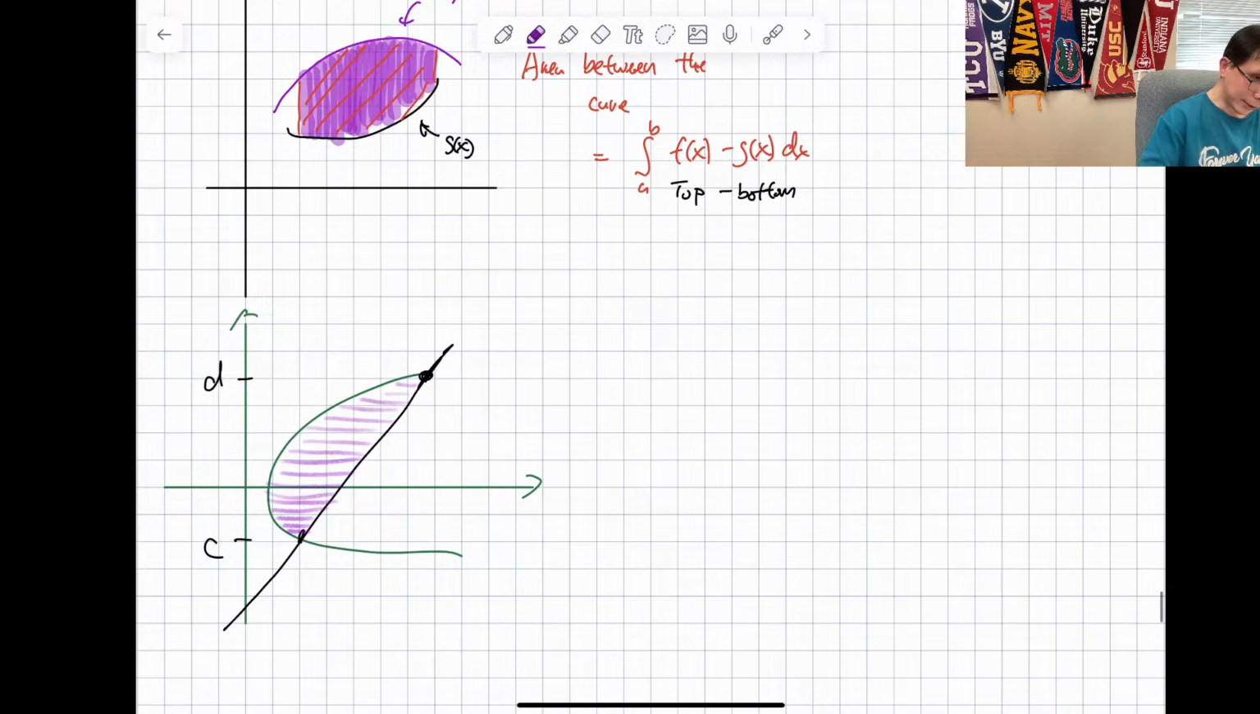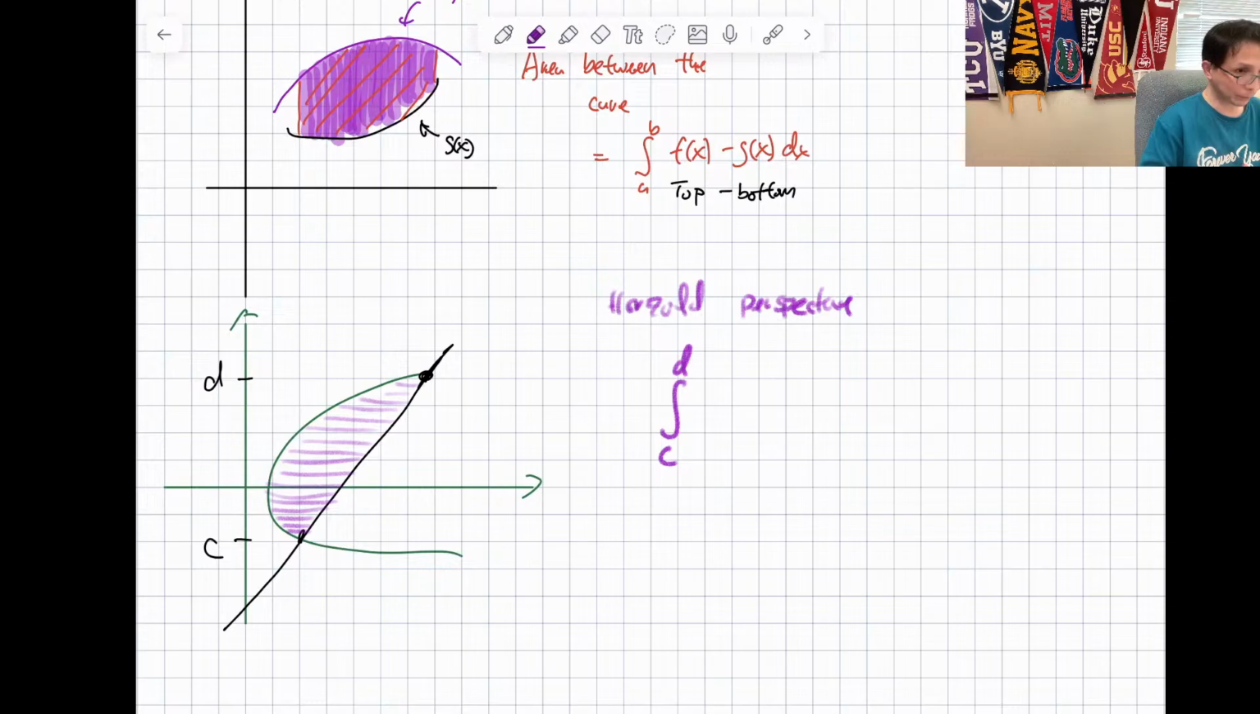And this is a horizontal perspective. If it's a horizontal perspective, then it's going to be integration from C to D. It's not A to B. It's a different boundary this time, C to D.